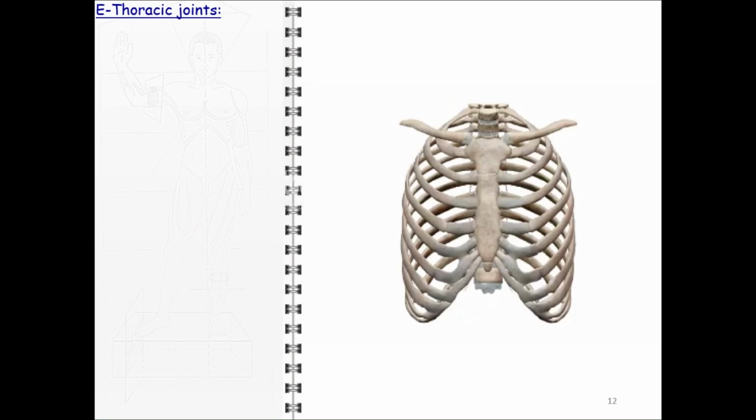Moving on to another component of the thoracic skeleton, we now turn our attention to the thoracic joints, which play a crucial role in maintaining the stability and flexibility of the rib cage. First, we have the sternocostal joints. These include 7 joints that connect the sternum to the 7 costal cartilages.